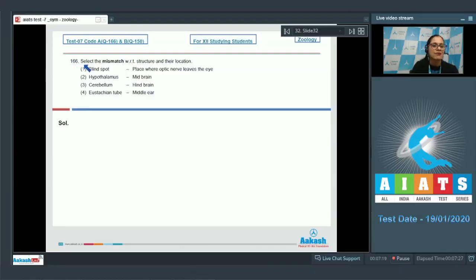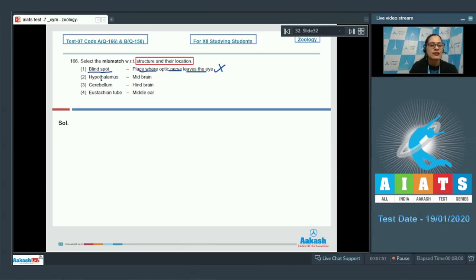Question number 166. Select the mismatch with respect to structure and their location. The very first match given is blind spot, and the match is place where optic nerve leaves the eye. And as it is a correct match, this cannot be a correct answer to our question.